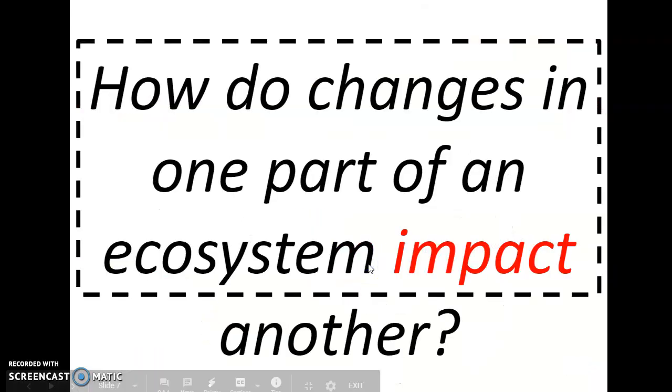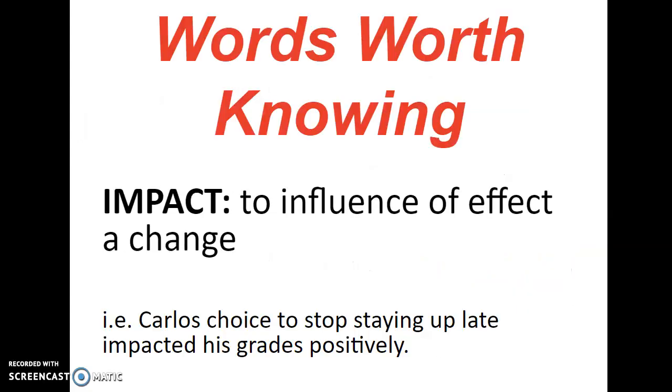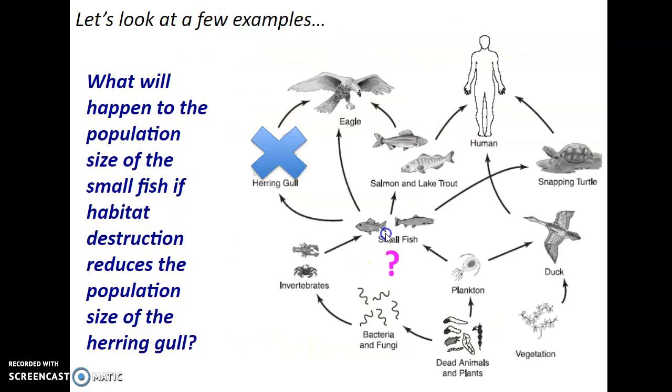Okay, so now we want to ask ourselves, how do changes in one part of an ecosystem impact another? For those who don't know, impact means to influence, or an effect or change. An example of a sentence you could use this in is: Carlos' choice to stop staying up late impacted his grades positively. So we want to look at a few examples.